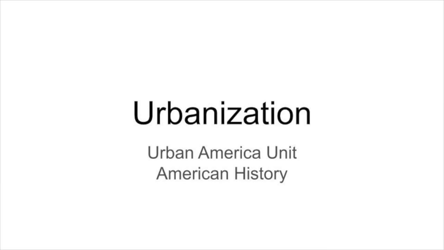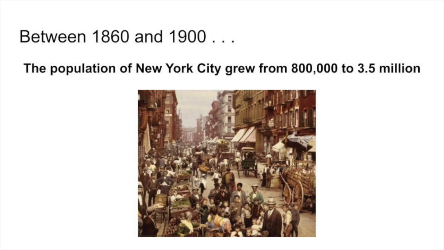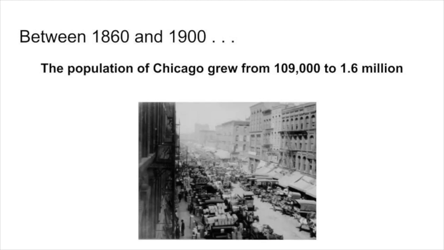Today's big show is going to cover urbanization. Between 1816 and 1900, the number and size of American cities grew tremendously. For example, the population of New York City grew from 800,000 in 1860 to 3.5 million in 1900. And in Chicago, it grew from 109,000 in 1860 to 1.6 million 40 years later.